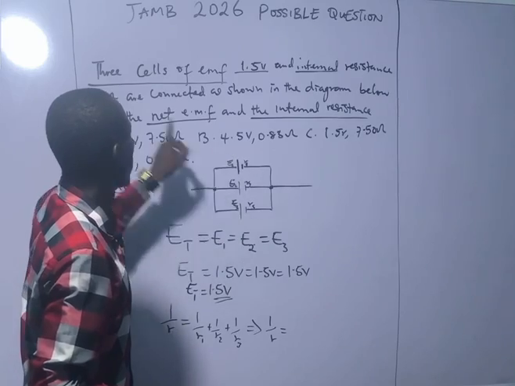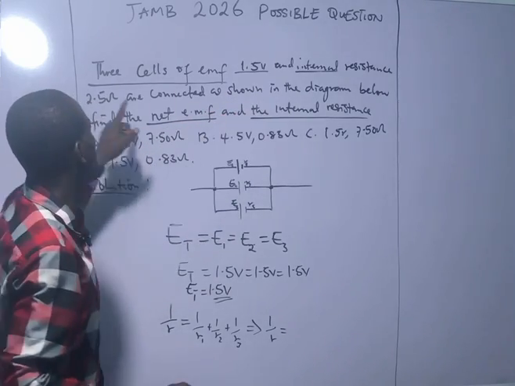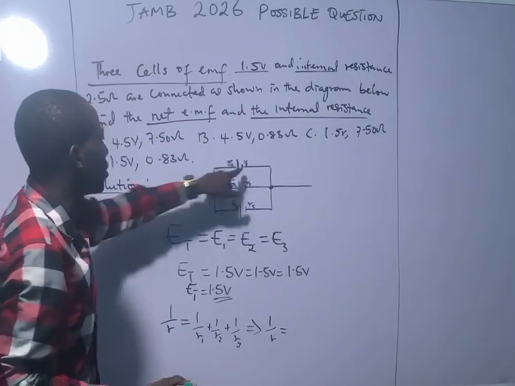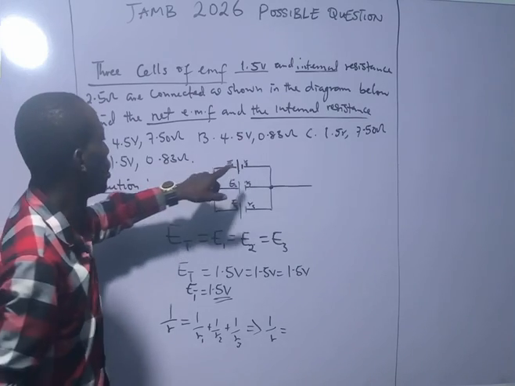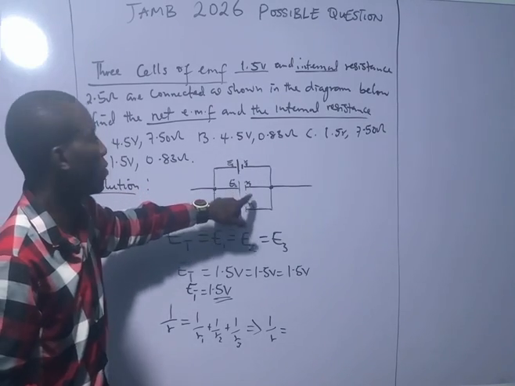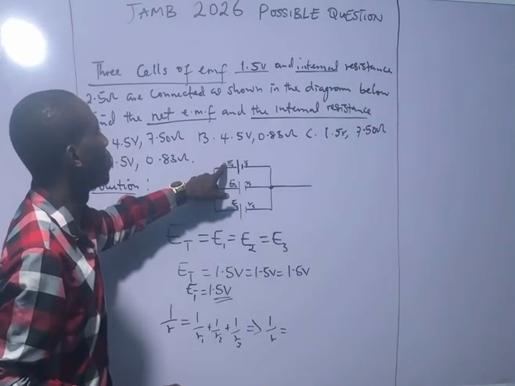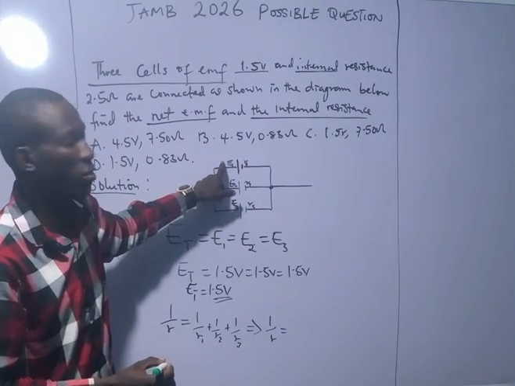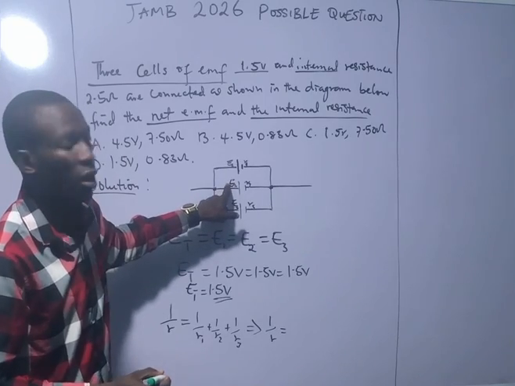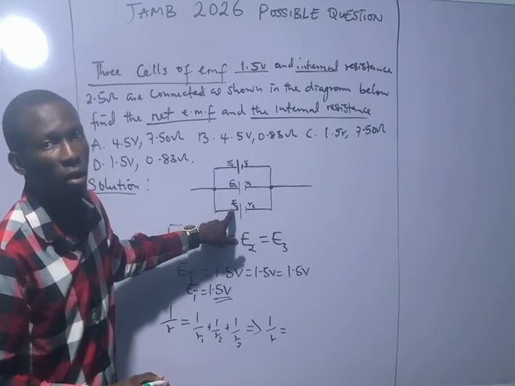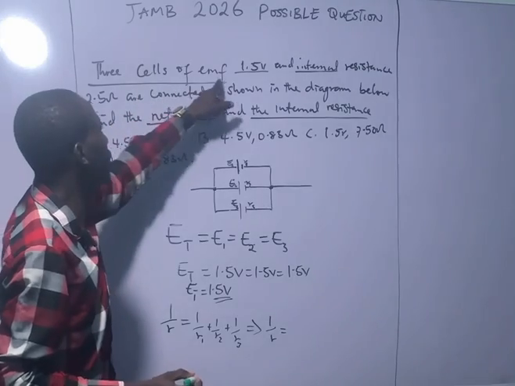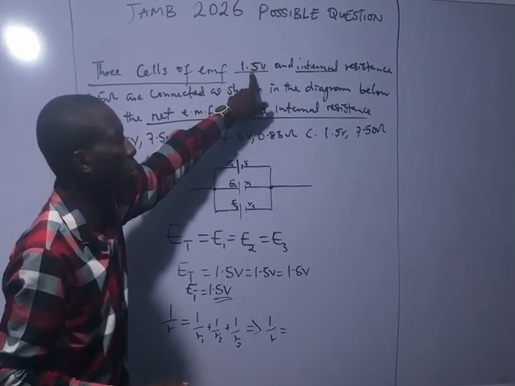The first resistance will be 2.5. The second resistance will be 2.5. The third resistance will be 2.5. But when it comes to the cell, the first cell will be 1.5, the second cell will be 1.5, and the third cell will be 1.5. So we have 3 cells with an EMF of 1.5 volts.